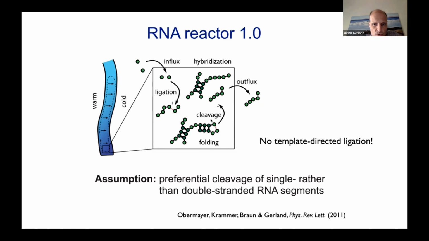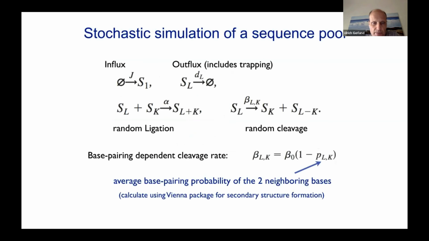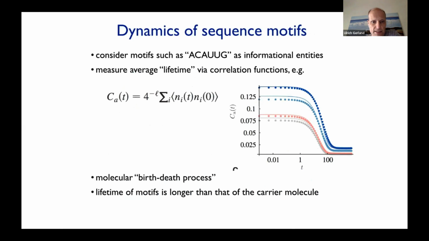thank you. So the message, and I will skip the details here, of that particular work was that if you have a protection from cutting, so the key thing here is that the cleavage of an RNA strand is much more likely if it's single-stranded than if it's double-stranded. If the cleavage of an RNA strand is base pairing dependent, then you can actually get something that resembles a bit a replication mechanism without template-directed ligation.